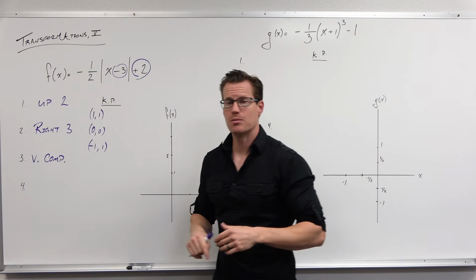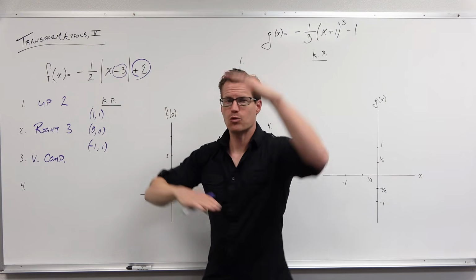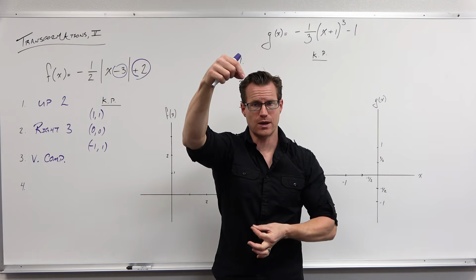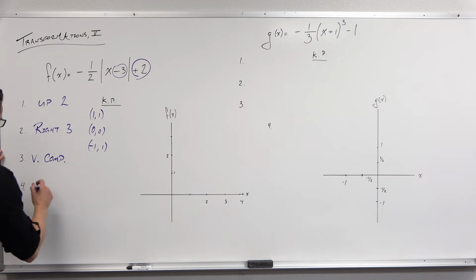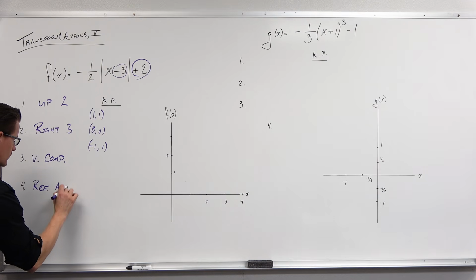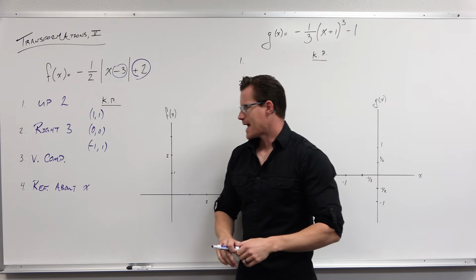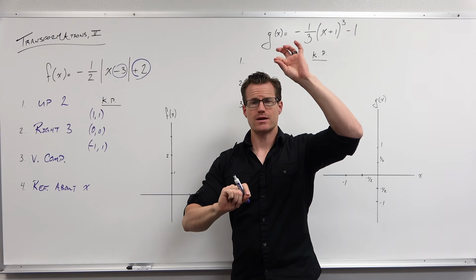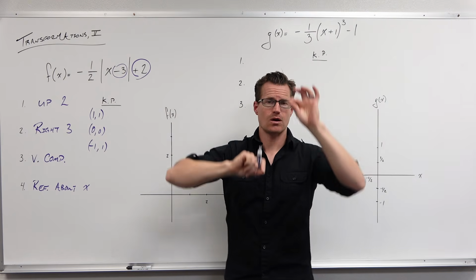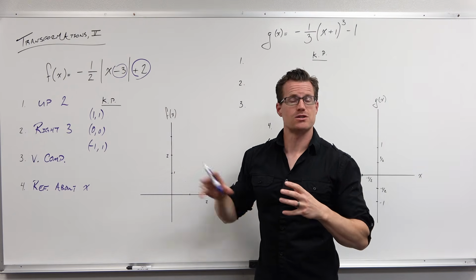Also, we're multiplying our output by a negative. So we've shifted up 2, we've shifted right 3, we've cut the output in half. Now we're going to take the output values and we're going to reflect them. We're going to reflect them about the x-axis. So it's going to take the output values and change their sign. That's a reflection about the x-axis, altering the values of our outputs. Those would be the 4 different transformations going on in this graph.